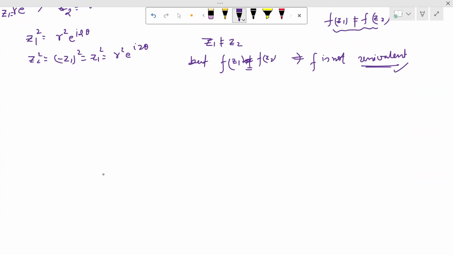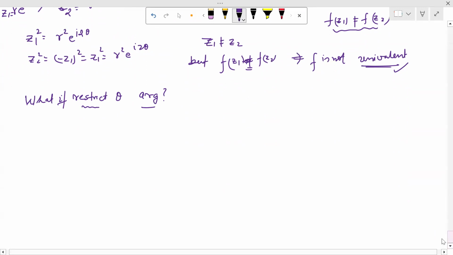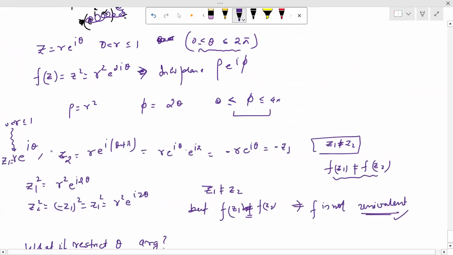However, if you restrict the domain, if you restrict the argument θ, then things may work. Why? Because you have to understand that it fails only if I take numbers z1 and z2 such that the argument differs by π. This kind of scheme may work only if I take two different complex numbers with a difference in argument of at least π. So this is what we have seen.